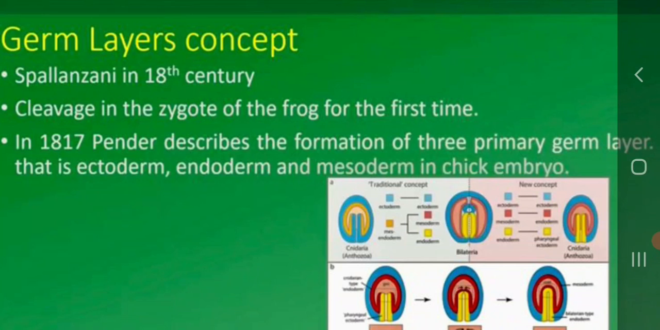Germ layer concept. This was given in the 18th century by Spallanzani, who studied cleavage of zygote in frog for the first time. And many scientists after this studied three germ layers, namely ectoderm, endoderm and mesoderm in chick embryo. So this was the germ layer concept.